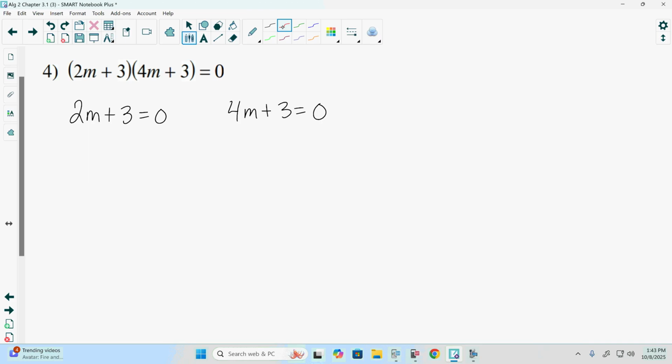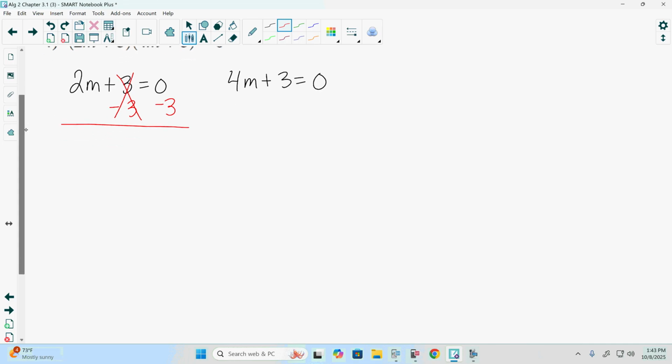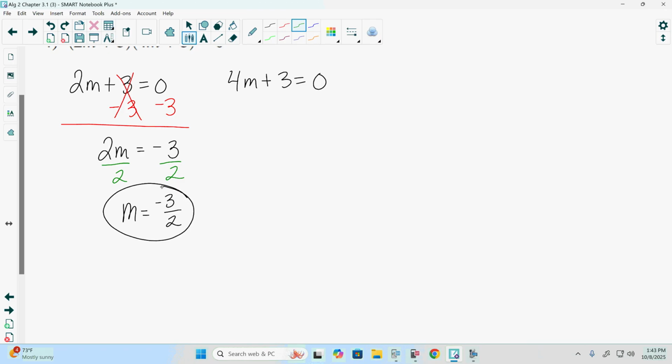Now with 2m plus 3, first thing we can do is subtract 3 from both sides. 3 minus 3 is 0, so it tells me 2m is equal to negative 3. Next thing we would need to do is divide both sides by 2, telling us m is equal to negative 3/2. So that's one of our solutions.